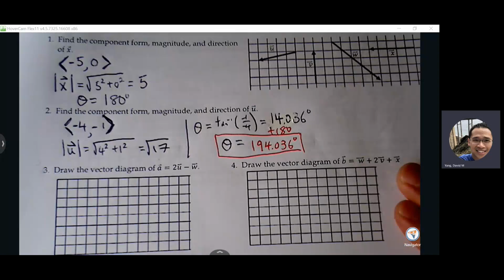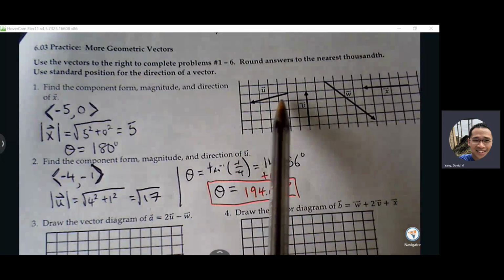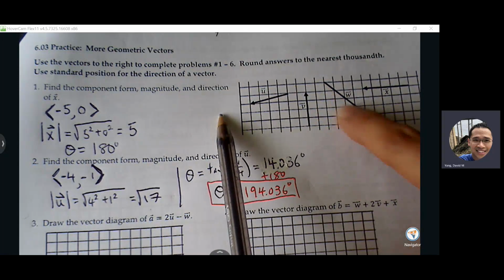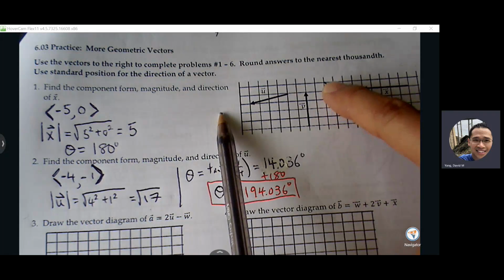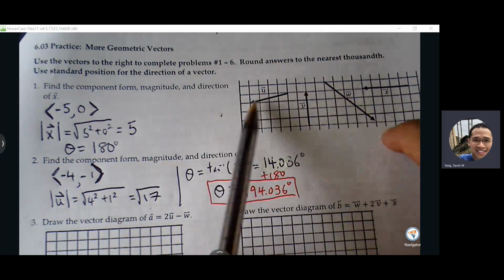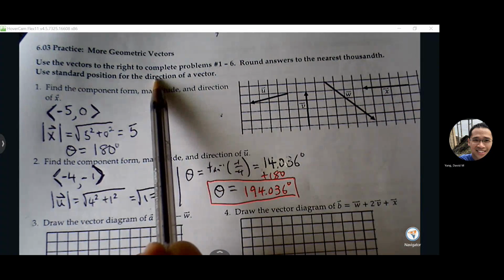So number 3, we're going to create vector A, which is our resultant vector. Vector A is 2u minus w. So if we think about what's going to happen here, 2u, that means we're going to have to double the length of u, and then minus w. W is going this direction, so minus w is going to make it go what? Up and to the left, right?